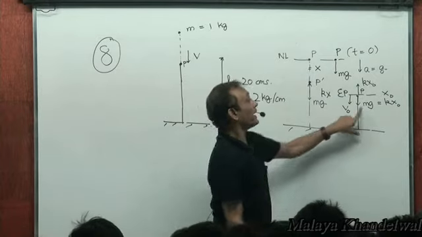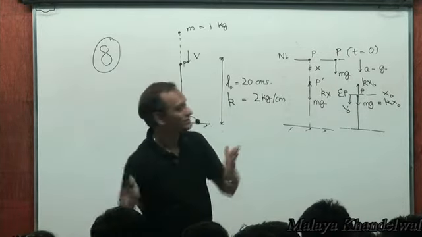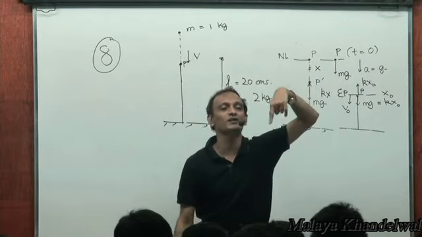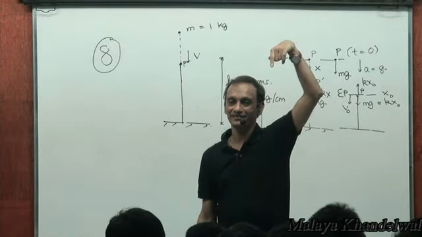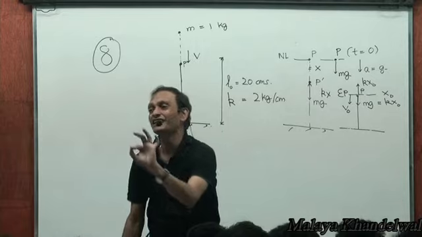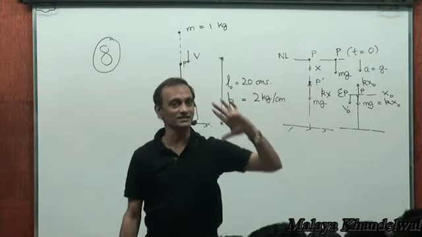But now, mg will remain the same, whereas kx will become larger than mg. If it depresses further, kx will become larger than mg, the particle will begin to retard. Yes or no? That means lower than the equilibrium position, the particle retards.